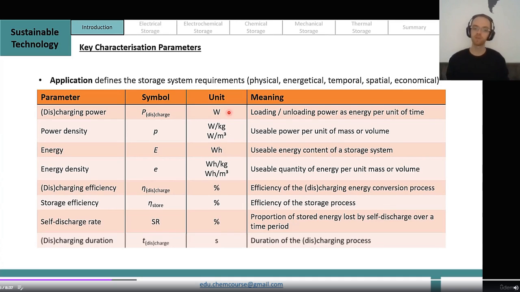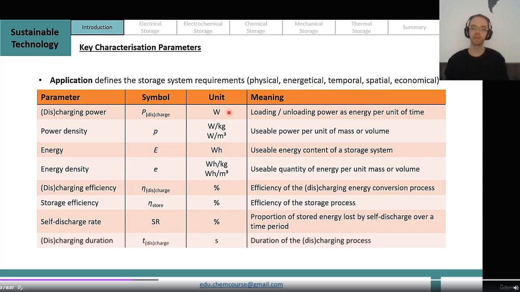Then we have the so-called discharging and charging efficiency. This is something I already introduced shortly. So this is the efficiency of the charging and discharging process, most notably actually the energy conversion process in this regard.